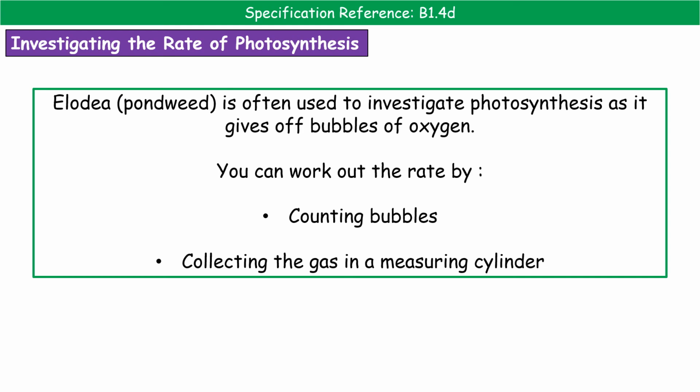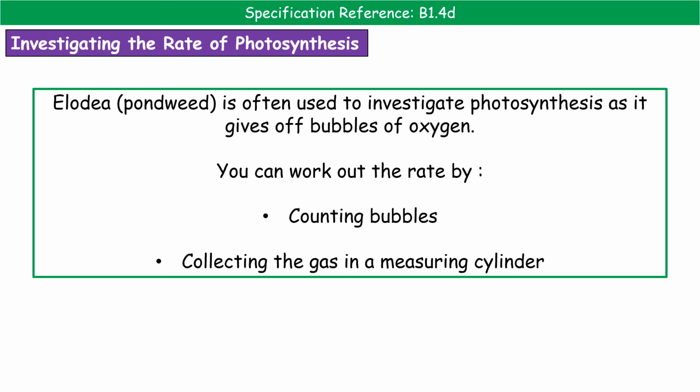Now, when it comes to doing these investigations, the most likely one they will ask you about is using pondweed. What they're going to ask you is to do with collecting the gas or counting the bubbles. So the simple method is you literally count bubbles, but this has problems. First of all, the bubbles are not all the same volume, so you won't necessarily have an accurate measure of the amount of gas made, just the number of bubbles produced. Plus, it's dead easy to miss a bubble when they're coming at quite a rapid rate.